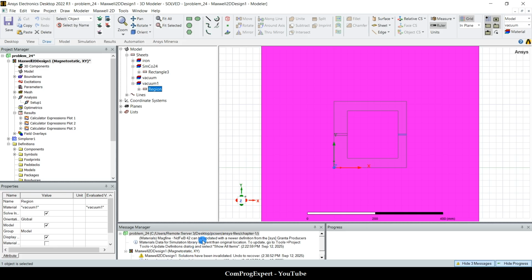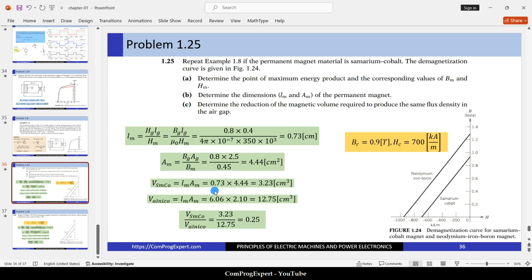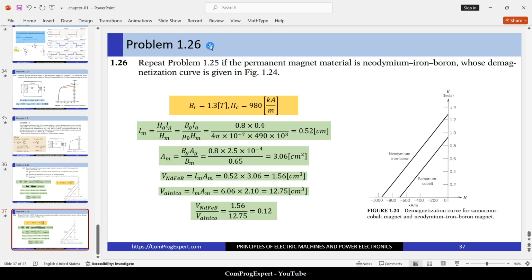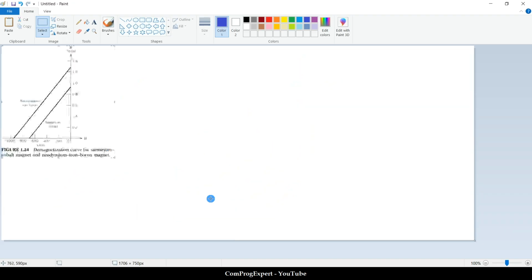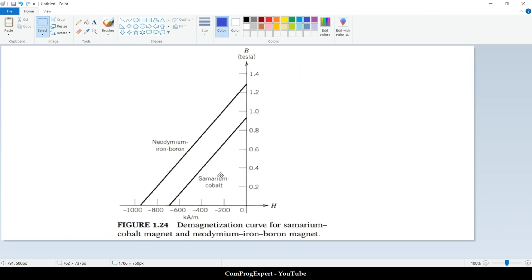Anyway, so what is the next problem? Problem 26. In this problem, the aim is to repeat the same calculations but considering this permanent magnet material, neodymium, iron, boron, NdFeB. So yes, as you can see, for this material, we have this HP curve.